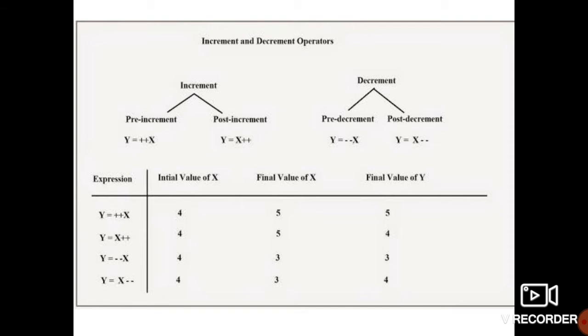Similarly, y is equal to x minus minus. The initial value of x is 4. First we will use the number and then we will give a decrement to the number. So the value of x will decrease and it will become 3, but in y, when we write the value of y, it will remain 4 only.